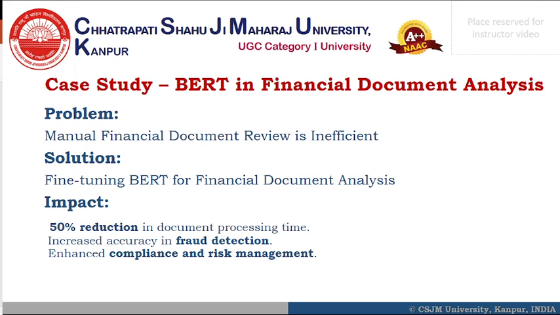Now, let's look at another powerful example of fine-tuning AI, especially how Google's BERT model is used in the financial sector to streamline document analysis. So, what is the problem? The problem is that manual financial document review is inefficient. In the financial and banking industries, institutions deal with an enormous volume of legal and financial documents daily, including loan agreements, regulatory filings, financial reports, contracts, and compliance documents.